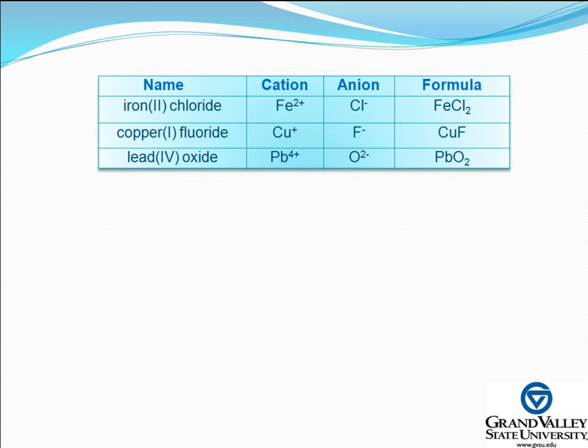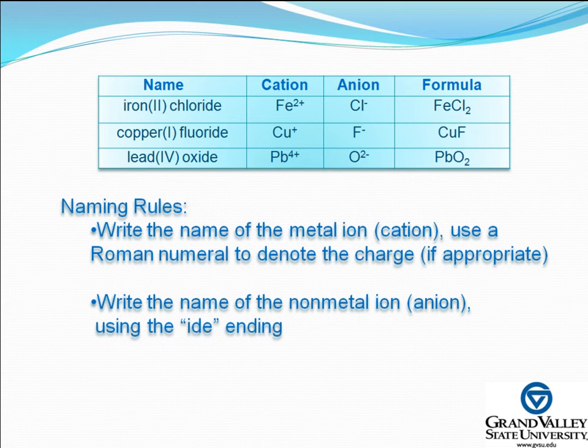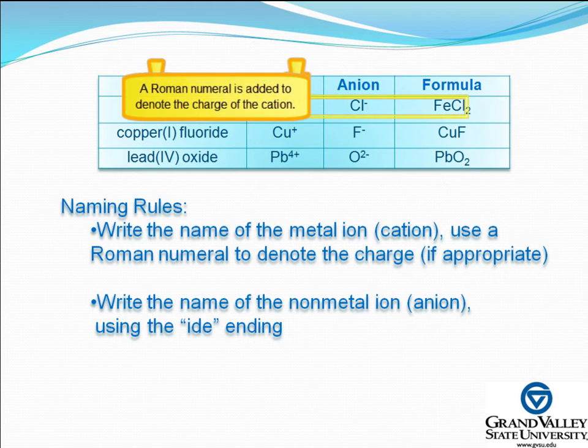In a previous screencast, naming an ionic compound consisted of writing the name of the cation and then writing the name of the anion. Also note that the name of the nonmetal ends in "ide". Since each compound consists of a transition metal and a nonmetal, a Roman numeral is added to the name to denote the charge of the cation or the transition metal. For example, the correct name for FeCl2 is iron 2 chloride.